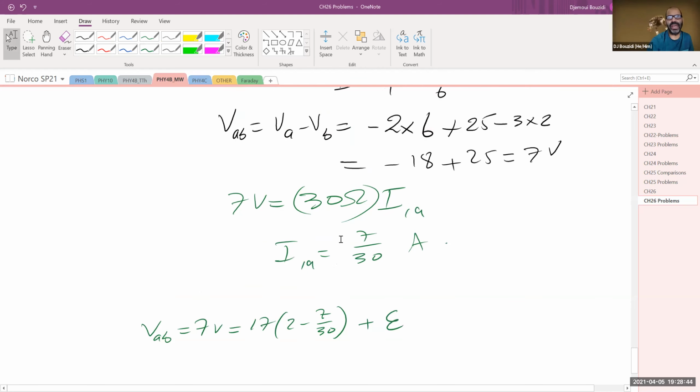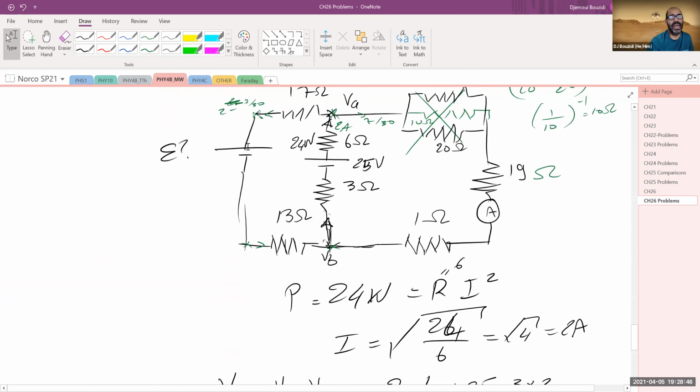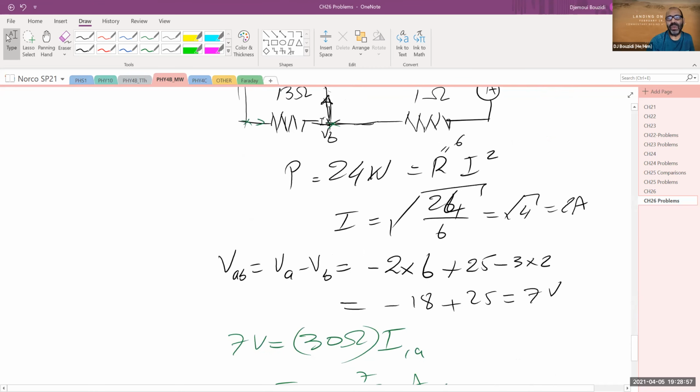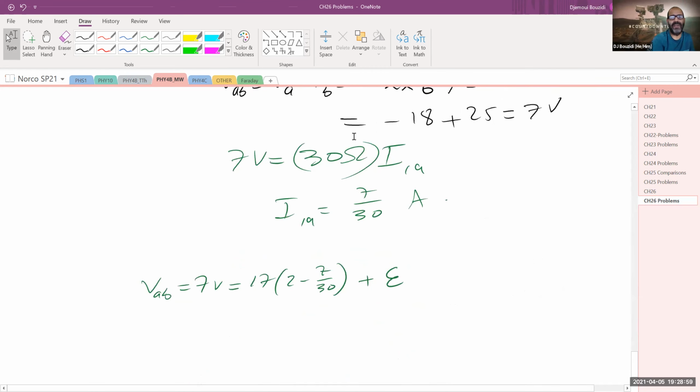Plus another voltage drop through the EMF, because it's actually a voltage drop if the polarity is correct. If the polarity is flipped, that number needs to be a rise, not a drop. So I'm coming from the positive to the negative according to this diagram, so therefore it's a drop. And I'm going again with the current, so that's actually another drop of 13 times 2 minus 7 over 30. Okay, 13 plus 17, that is actually 30.